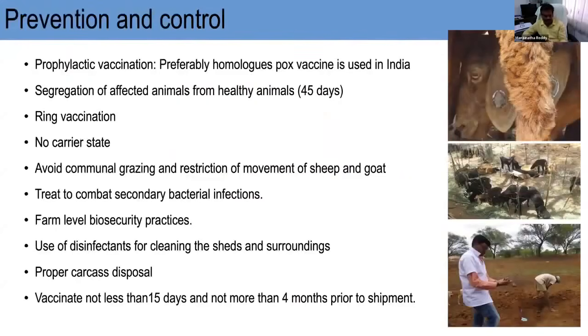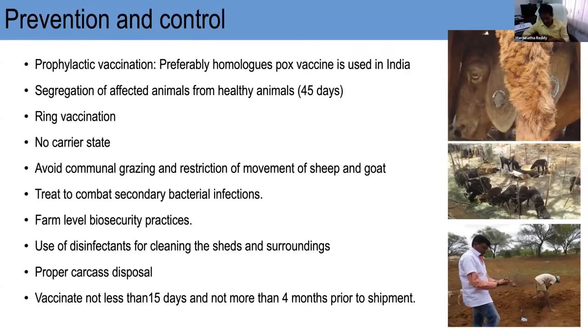Coming to the prevention and control, as we know, there is no treatment for any virus diseases. It's only prophylactic, preferably homologous vaccines, because we are seeing there is less protection among the cross species. If there is no availability of sheep pox vaccine for sheep, or goat pox for goat, you can cross use them. There is no harm, and it gives protection, but not to the level that homologous vaccines give. Then segregation of the affected animals from the healthy ones.